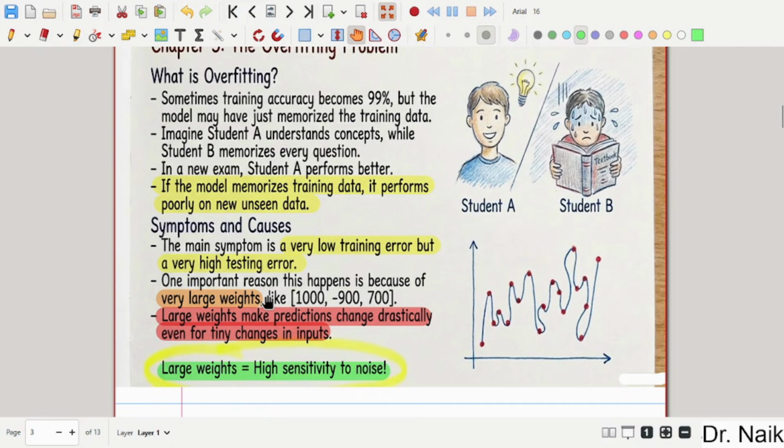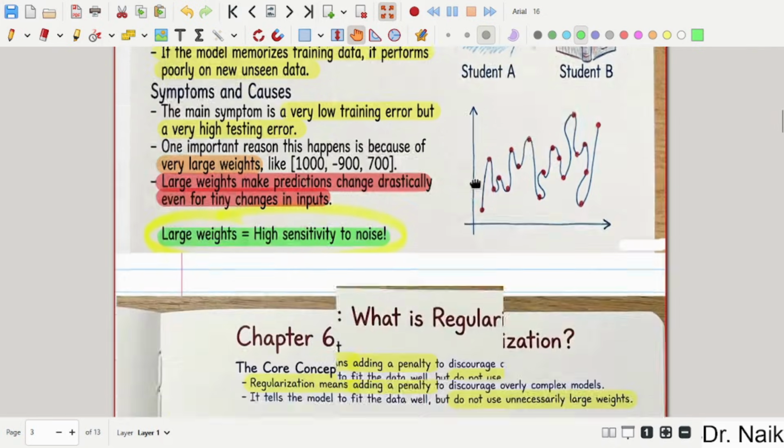One important reason for this happening is the very large weights, like 1000, minus 900, 700. Large weights make the prediction change drastically even for tiny changes in the inputs. Large weights are highly sensitive to noise.